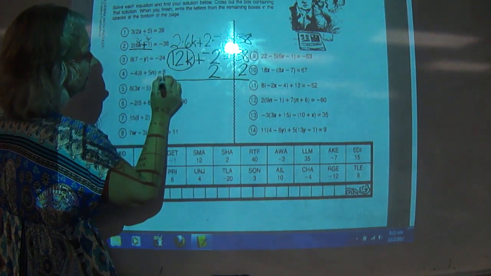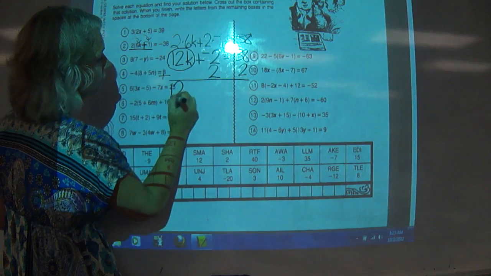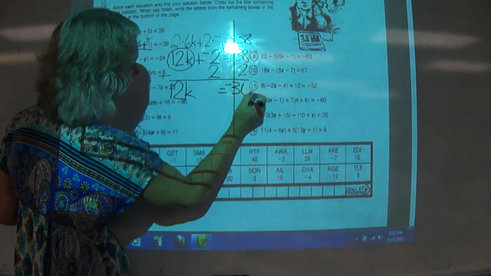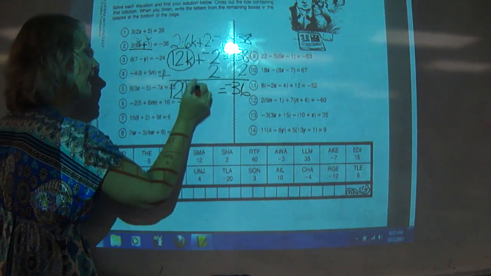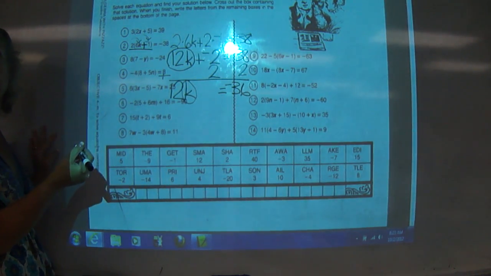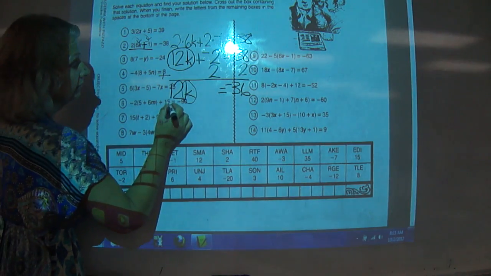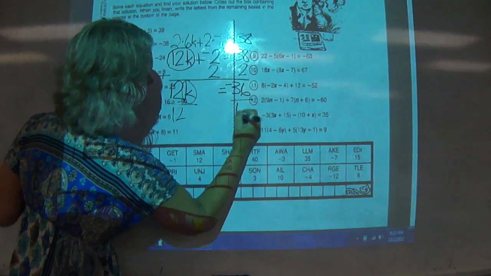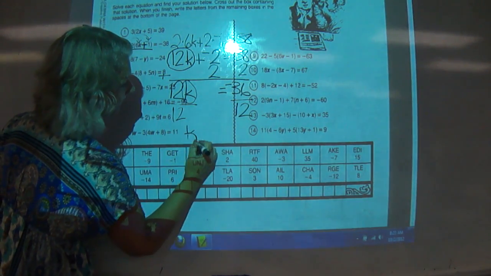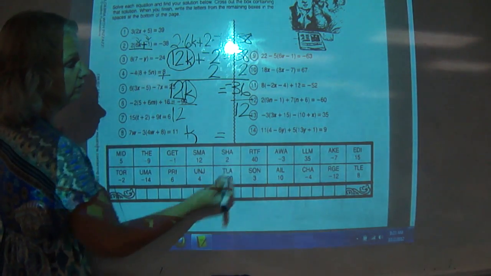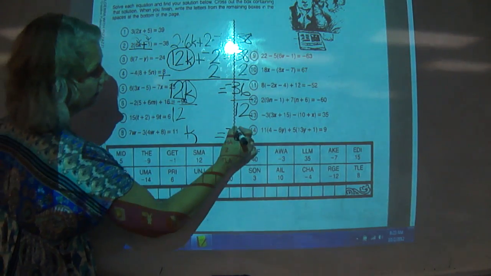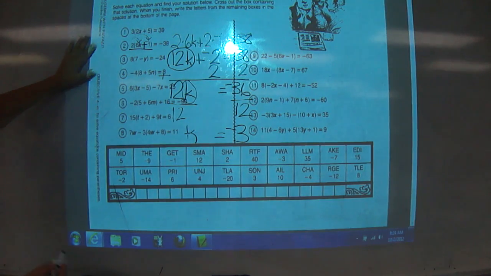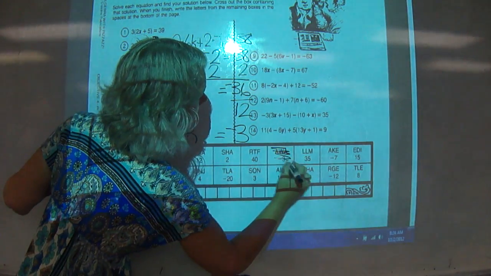Now we have, and this is always addition, now we have 12k is equal to -36. Now how do we get k by itself, or isolate the variable? Divide both sides by 12. And k is equal to -3. So, -3 is right here, and you're going to cross it out.